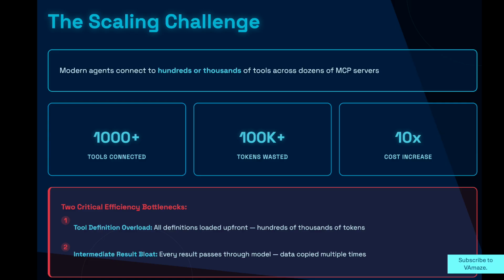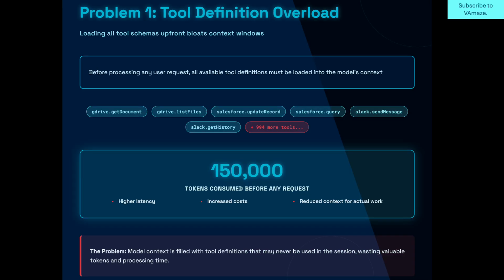Before the agent can even start thinking about the user's actual request, it has to process this massive wall of tool definitions. The impact is significant. Your agent is essentially reading a small book's worth of API documentation before it can do anything useful. This increases latency, users have to wait longer for responses, it increases costs, you're paying for all those tokens, and it reduces the amount of context available for the actual task at hand. This is problem number 1, and it only gets worse as you add more integrations.